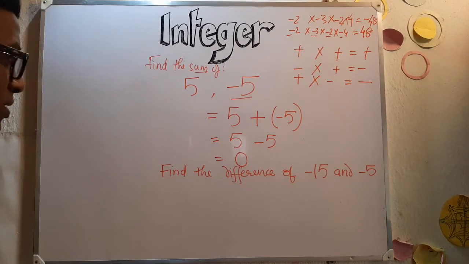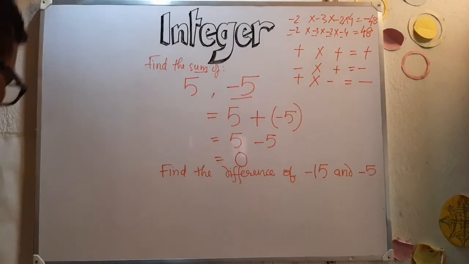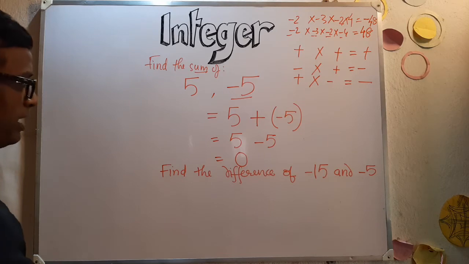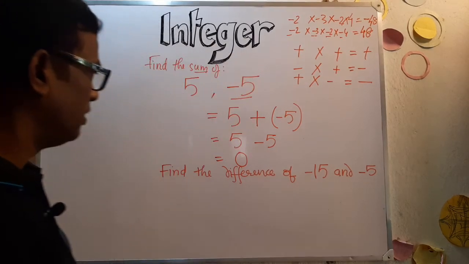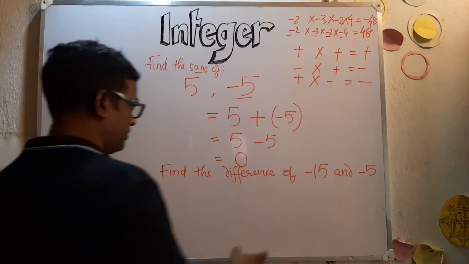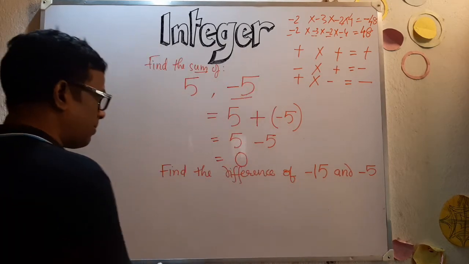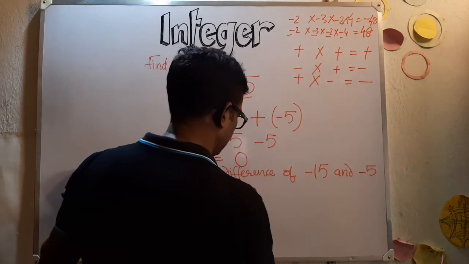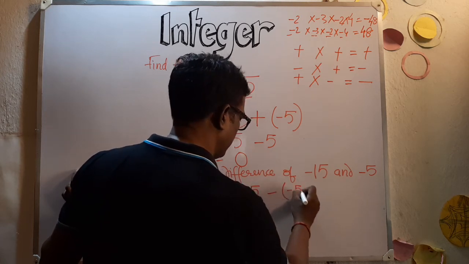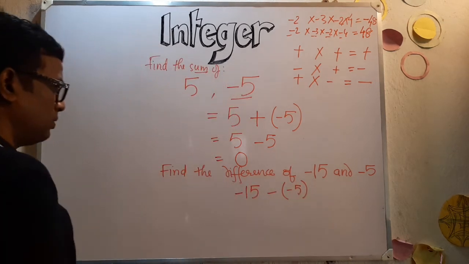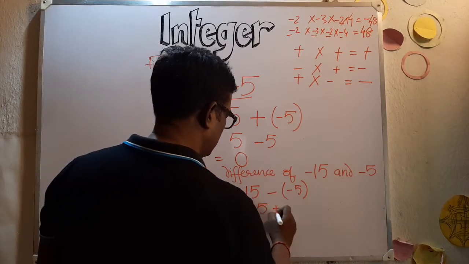Find the difference of minus 15 and minus 5. How do you get the difference among them? What do you have to do? Find the difference. The difference between them is how much? So for that we have to write, find the difference of this and this. The larger number, minus 15, minus of minus 5. You have to take care of the sign also. So it comes to minus 15 minus minus plus 5.